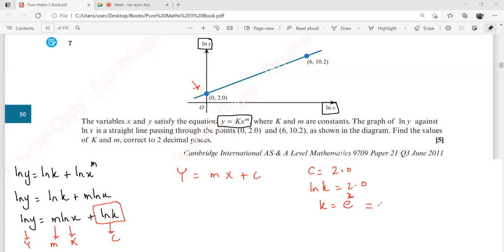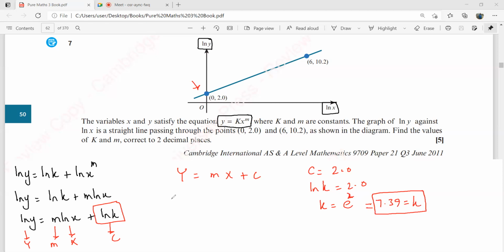So what do we have when you write this correct to 2 decimal places? 7.39. Okay. So please remember, you have to see up to what level of accuracy the examiner is asking for the answer. Now we have to find the gradient.